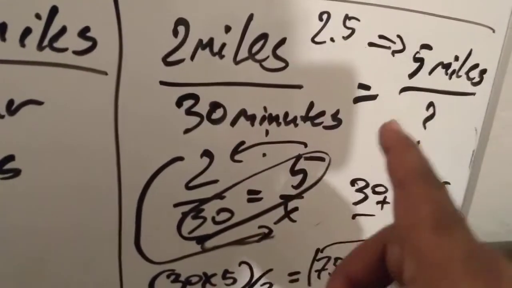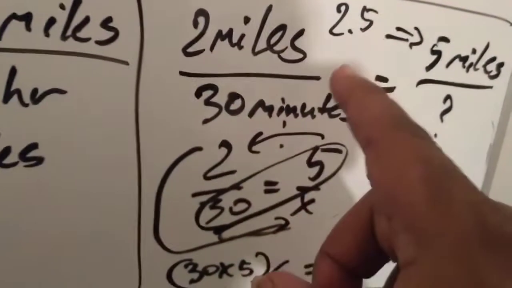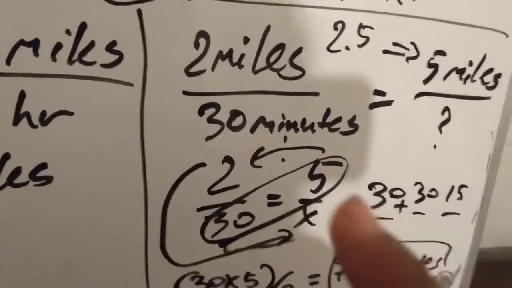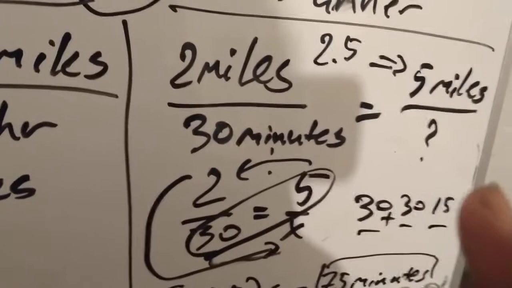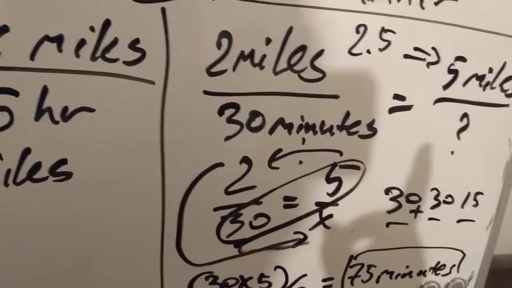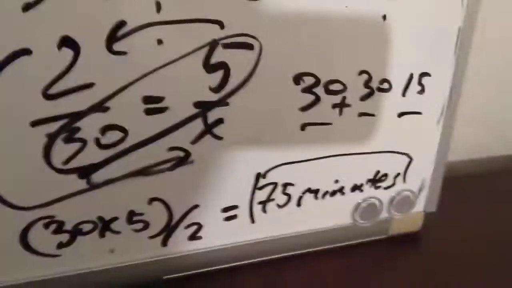In order to get from 2 to 5, that's 2.5 more times. If you multiply 2 times 2.5, you get 5. You can get it that way, or you can crisscross and get it. But you certainly can get it when you think about it. He's going to go another 2 miles in 30 minutes and another 2 miles. That's 4, and then another half, which would be 15. So that's another way to get to 75.